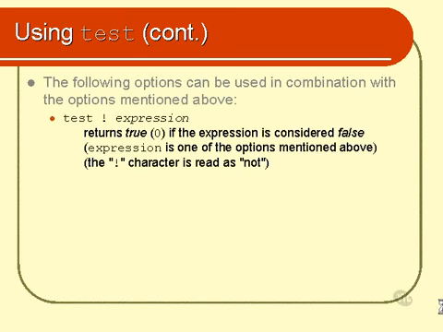Test exclamation mark expression. Now you read the exclamation mark as the word "not", so you can think of this as returning not the expression. So if the expression is false, then test will give you a value of true, and vice versa. And the expression is one of the things that we saw earlier, like is the file writable. Then you could say, well, I'll show you an example.